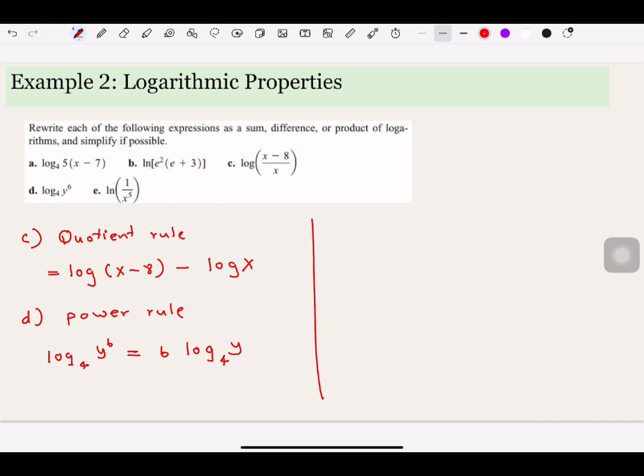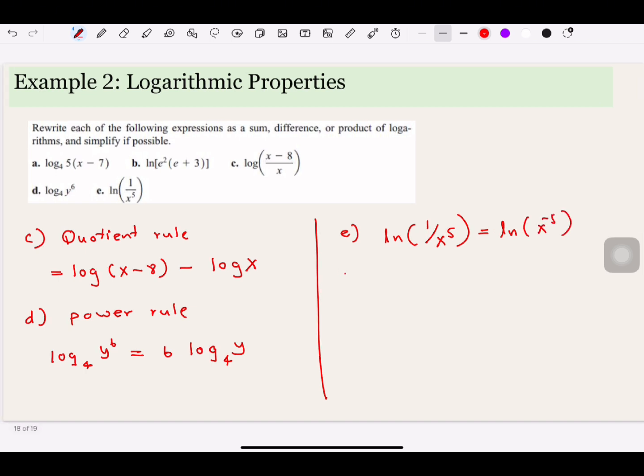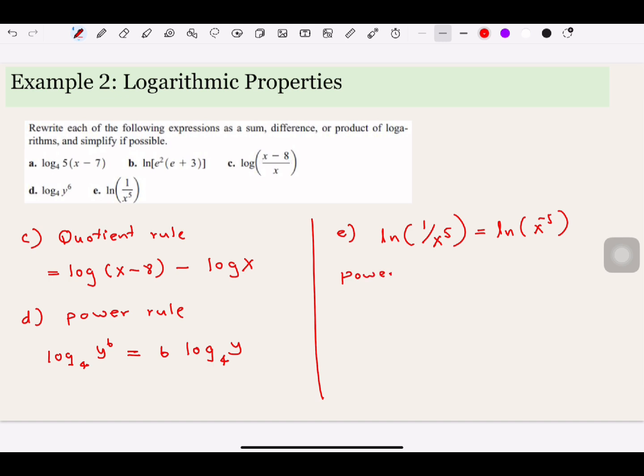Part E. Here we have ln of 1 over x to the power 5. I'm going to rewrite this as ln of x to the power negative 5, and apply the power rule here. If you apply the power rule, it's going to be negative 5 ln x. In the power rule, you can bring the exponent to the front.